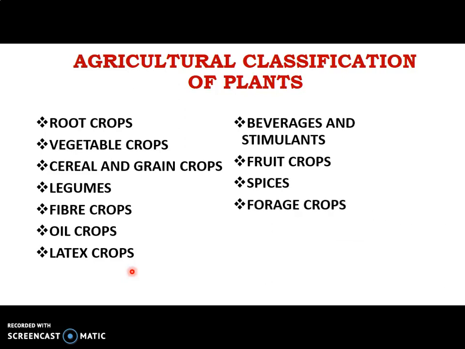Then we have another one as forage crops. The forage crops are pasture and fodder crops that farm animals feed on. They graze on these plants in order to obtain food. We have grasses, we have legumes. These are examples of forage crops.